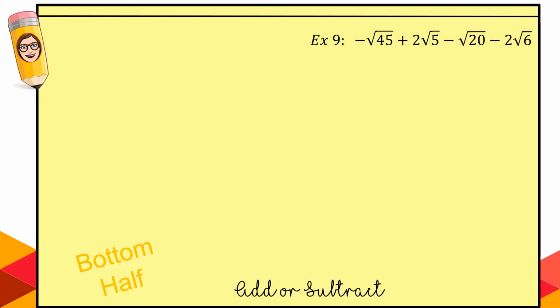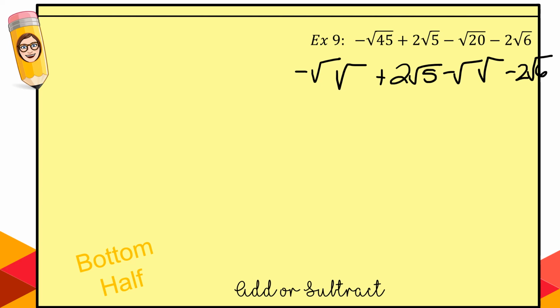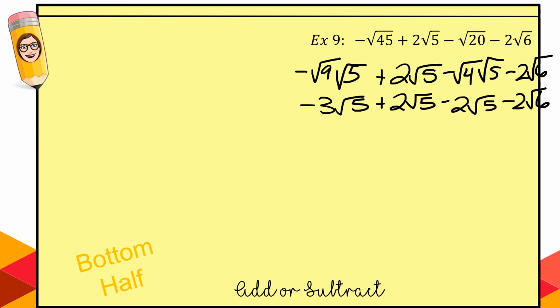Our last example. All right, I'm going to do this all in one color. So I'm assuming since you're not using multiple colors, let's see what this looks like. The 45 breaks apart, the 5 stays, the 20 breaks apart, and the 6 stays. 6 does not reduce because there's not a perfect square that divides in. 45 breaks down to 9 and 5. 20 breaks down to 4 and 5. Square root of 9 is 3. This one stays. Square root of 4 is 2. And this one stays.